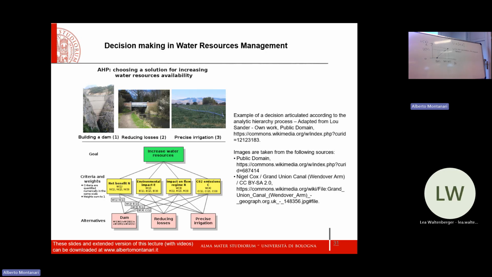So, for instance, we identify the net benefit with the symbol W1, environmental impact with W2, the impact on river flow W3, and the last W4. So for each of the alternatives, we have the various W measurements. The problem is so measured in terms of utility. So for each of the alternatives, we have the 4 utilities.